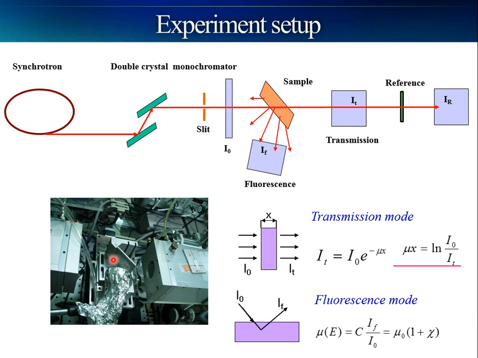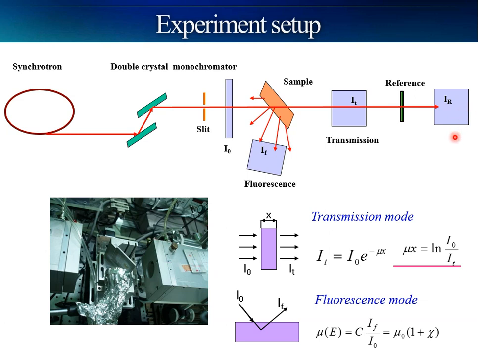Look at this picture. The picture is the image of an experimental setup. This is the I naught chamber. This is our transmission chamber, and this is a fluorescence detector, which is a silicon detector, and here is a sample. So the X-ray goes left to right. We can also measure the reference, as the reference material is put between the I transmission and I reference chambers.